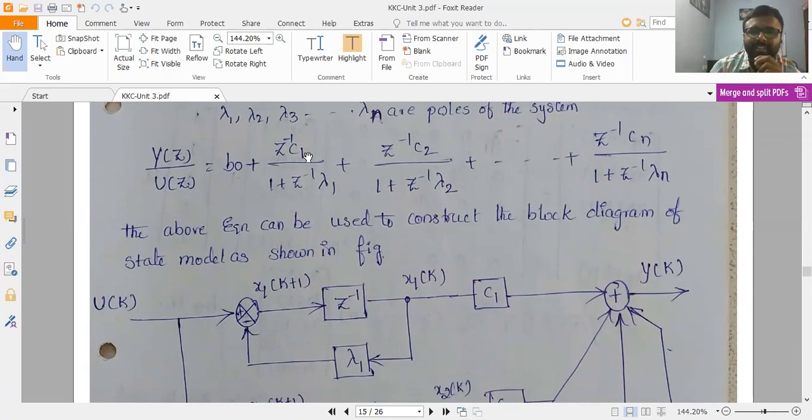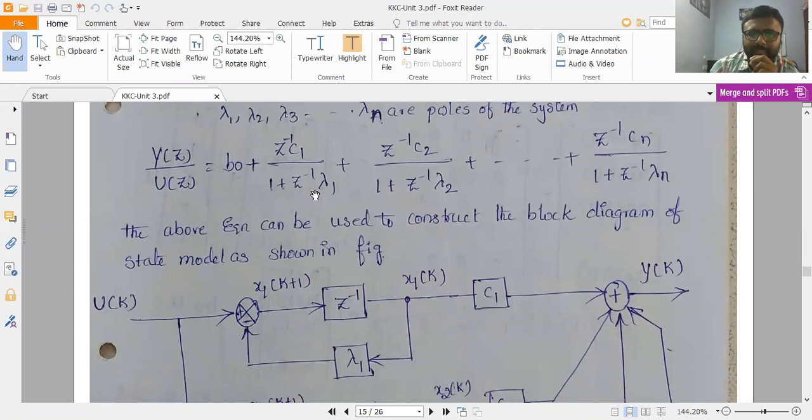So the initial term, that is z power minus 1 c1 divided by 1 plus z power minus 1 lambda 1, is going to be represented like this. That means the numerator term is going to be represented as z power minus 1 into c1. So z power minus 1 and c1 are going to be placed in the cascaded position, while coming to the denominator, it is going to be represented as 1 plus z inverse into lambda 1.